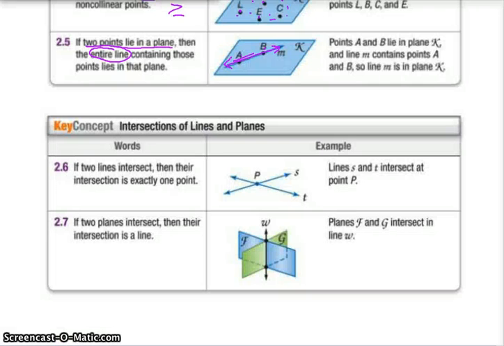And our final 2.6, if 2 lines intersect, then their intersection is exactly 1 point. So is there any way you can draw 2 lines intersecting in more than 1 point? No, not if they're straight. 2.7, if 2 planes intersect, then their intersection is a line. So if 2 planes intersect, they must intersect in a line. There's no other option.